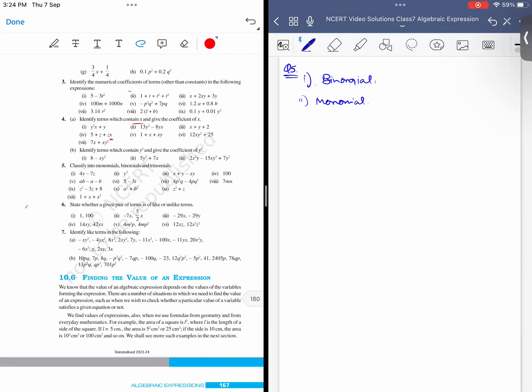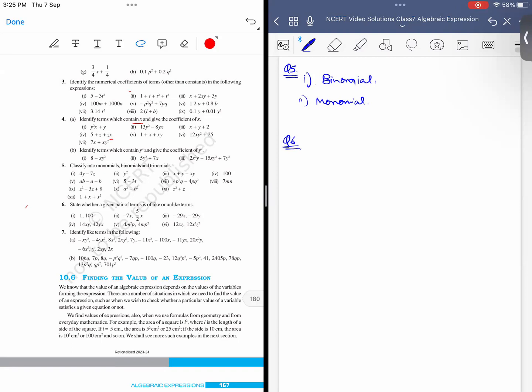AB minus A minus B, that is again a trinomial. 5 minus 3t is a binomial. Seventh is again a binomial. 7mn is a monomial. Ninth one is a trinomial. 10th is a square plus b square. That means it is having two terms and their variable factors are different. So again, it's a binomial. 11th one, z square plus z, is again a binomial. And 12th one, 1 plus x square plus x cube, is again a trinomial. Okay. Question number 6.